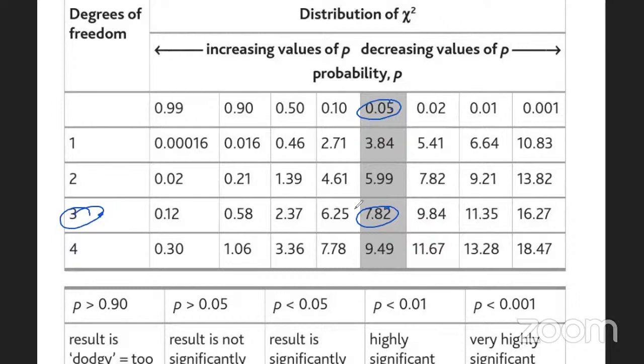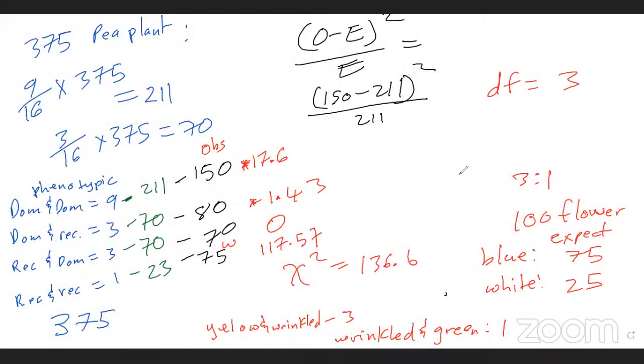Reject it, because the calculation is greater than 7.82. So the difference between observed and expected, let me just go back to it now. Remember, our null hypothesis says that there is no significant difference between observed and expected. What is our chi-squared value telling us? Is it saying the difference is significant or not significant? Remember, once it's over it, it is significant.